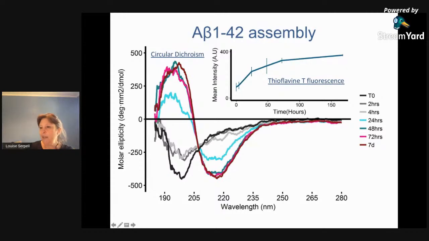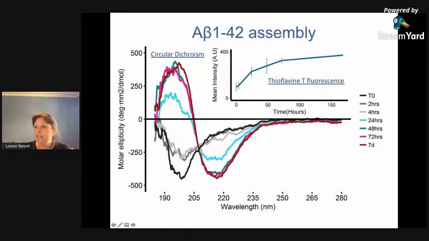I also want to explain this, which is we use thioflavin T fluorescence, which allows us to follow the assembly of the fibrils. As the fibrils assemble, the thioflavin T molecule starts to fluoresce. And we also use a technique called circular dichroism that allows us to look at the secondary structure in solution. So when we first make the A beta, it's random coil, and that's shown by this very specific signal that we see at 195 nanometers by CD.